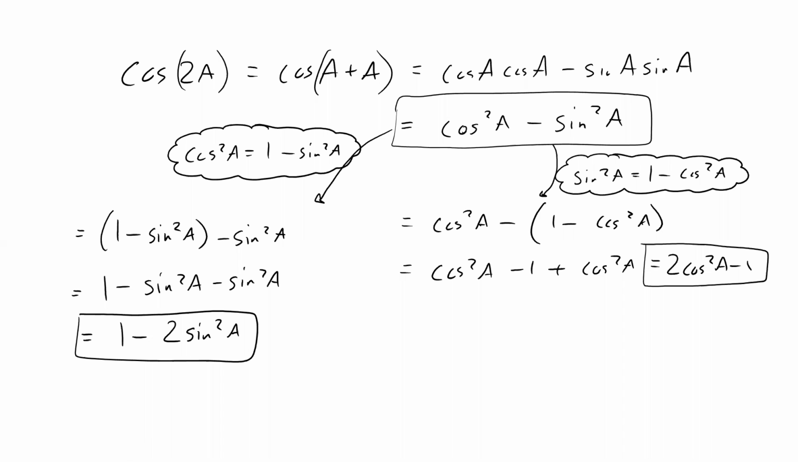So the question is, which one do you use? It depends what you're given. If you were given a ratio for sine only, I would use this one. If you're given a ratio for cosine only, I would just use this one. And this one, maybe used sometimes, maybe not, but if you want to, that's fine.